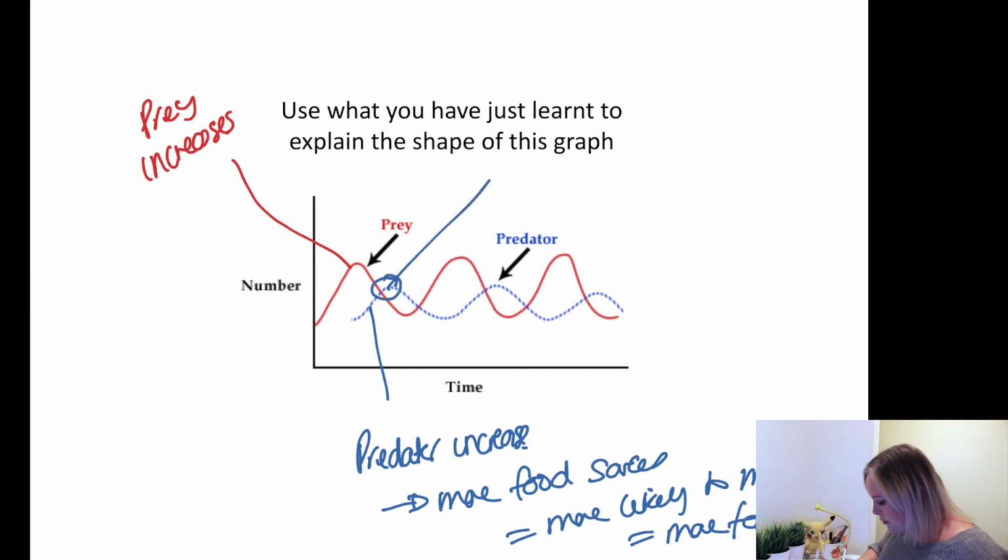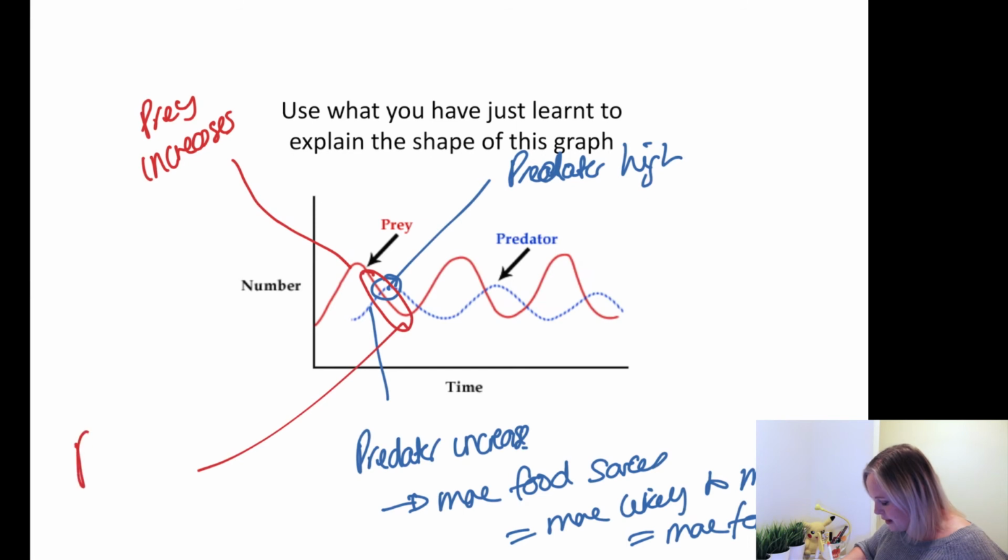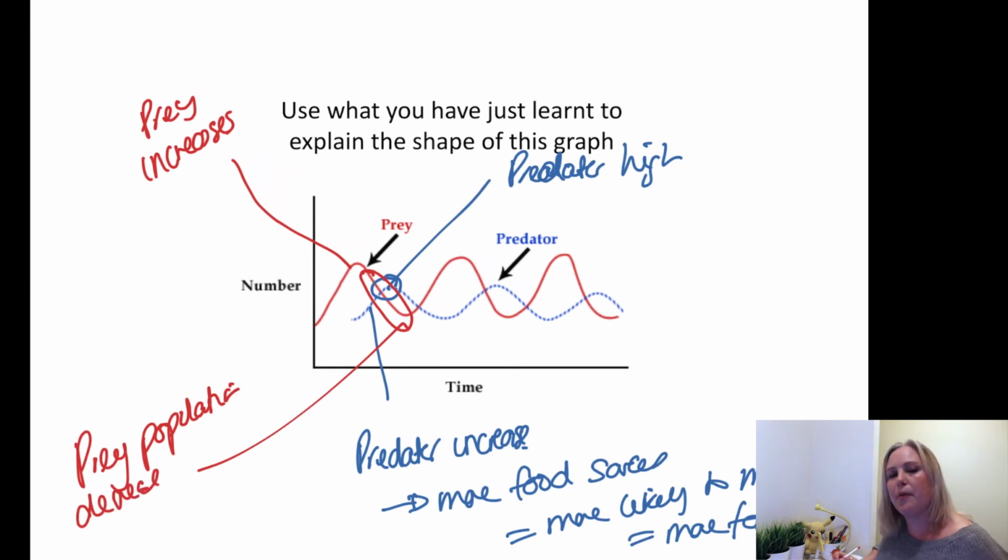So here we've now got our predator population increase, it is high, okay? There's lots of predators, what are they going to do? They're going to eat a lot of the prey. So what happens is you see this prey population really decrease. And why is that prey population decreasing? It's decreasing because all the predators are eating it.